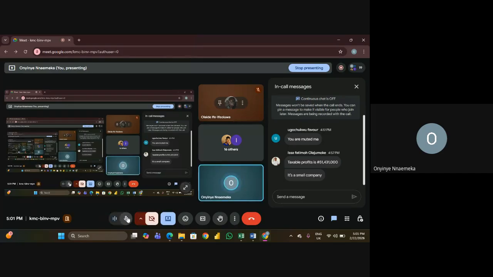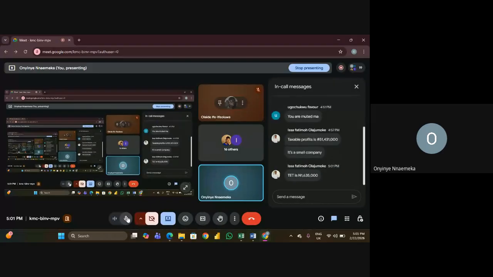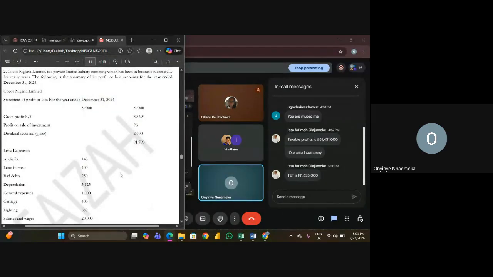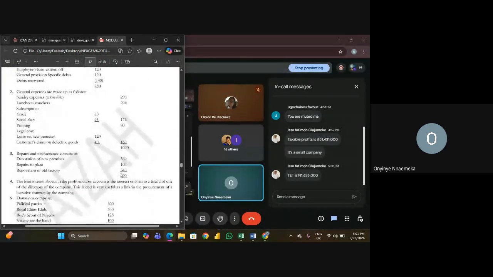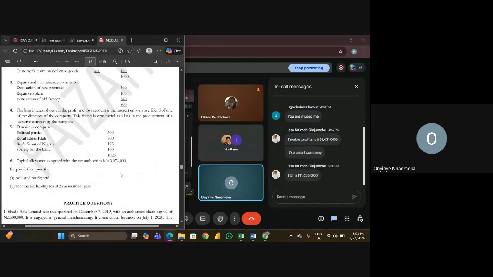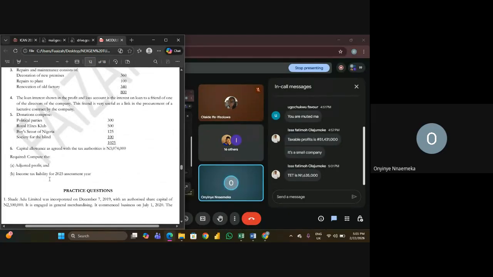Okay. Taxable profit. Let me clap. I'm giving you an audio clap. Well done, Olajumoke. So anybody else? Did anybody else make the timeline? So let me see the requirements. Adjusted profit, income tax liability. So you gave us taxable profit, you gave us the tax. Then you said it's a small company.